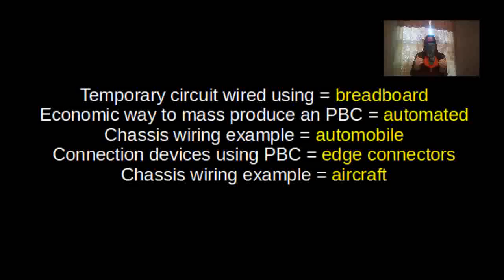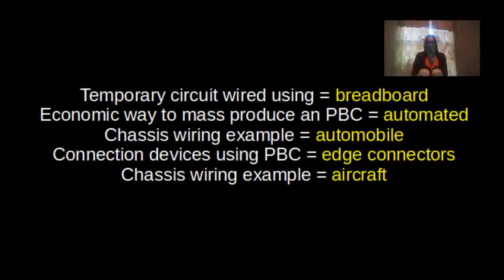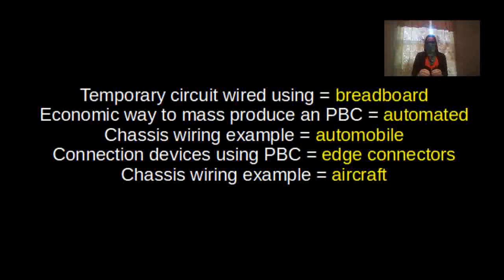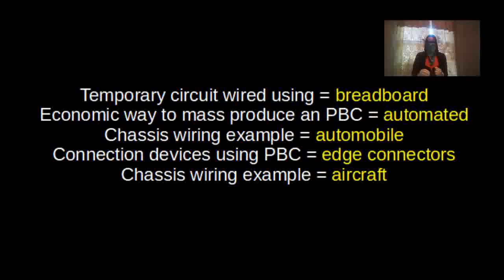Review questions for section 3.2. A temporary circuit is usually wired using a breadboard. The most economical way to mass produce an electronic circuit is using automated machines. The automobile is an example of chassis wiring. Connection of devices to a PCB is usually made by edge connectors. Another type of transportation that could use the frame for parts of an electrical circuit is the aircraft.